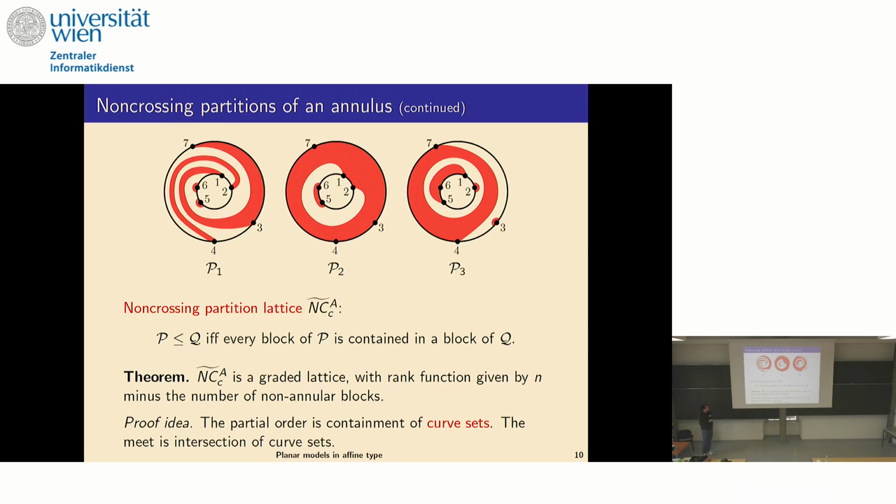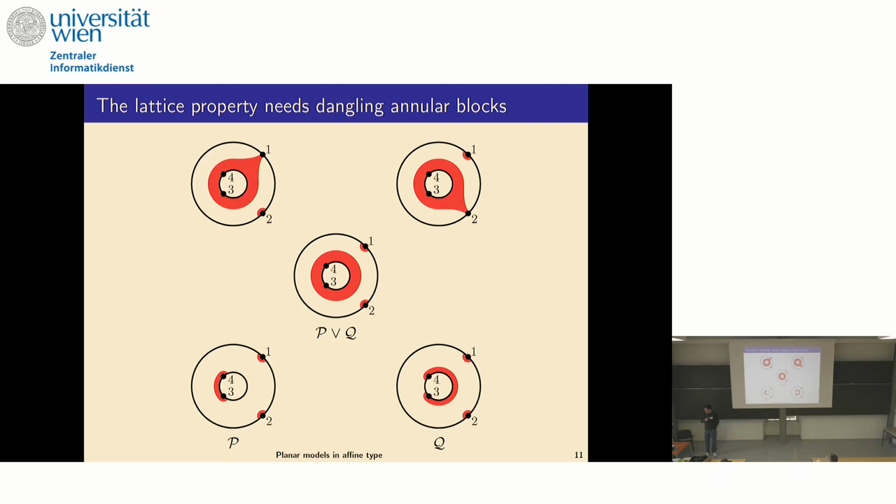Okay, so the theorem is that this is a graded lattice. The rank function is given by n minus the number of non-annular blocks. I'll let you think about that one. And the proof idea, you can think about the partial order, if you like, as sort of containment of curve sets. Curve sets would be curves that stay inside the blocks and connect points, but maybe I'll move on to there. If I want the lattice property, I must have dangling annular blocks.